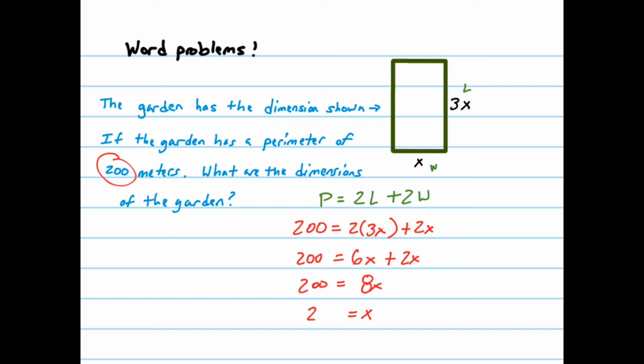So x equals 25. So that means our width in this case is 25, and I'm not certain if it's feet, meters, what, so we can just say 25 meters. And then 3x tells us that the length would be 75 meters.